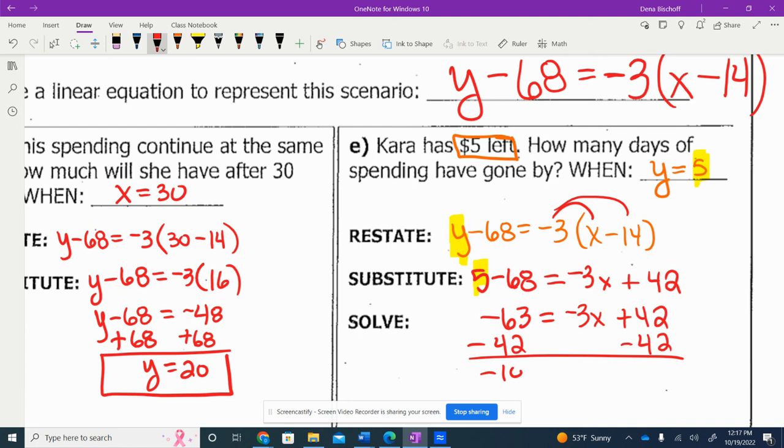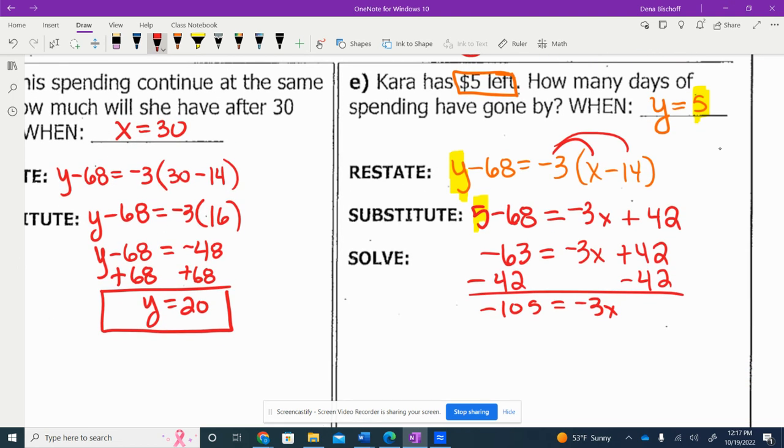So -105 equals -3x. Last step. Good job. Divide both sides by -3. 3 will go into 10 3 times with 1 left over. 3 will go into 15 5 times. So she's been spending money like crazy for 35 days. Someone needs to cut up her credit cards. Take her debit card away.